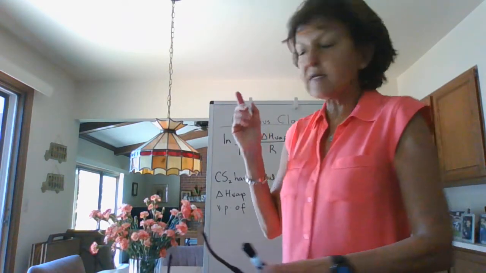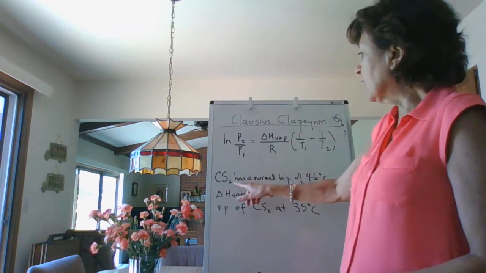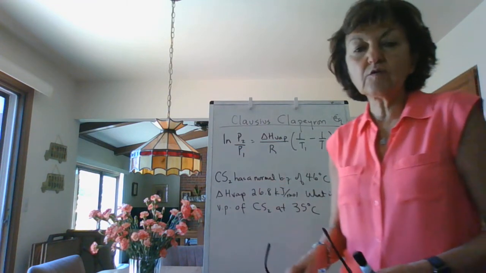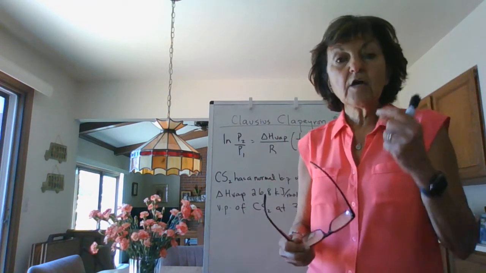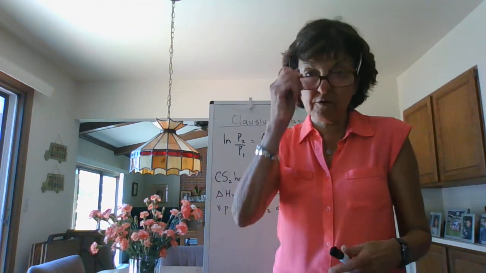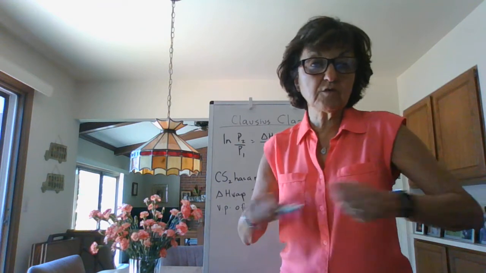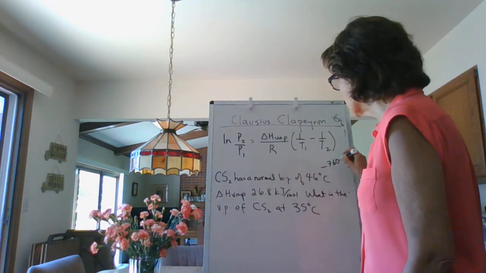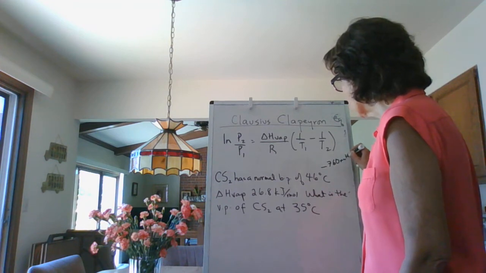All right, so here's the first Clausius-Clapeyron calculation or example. Carbon disulfide has a normal boiling point of 46 degrees Celsius. What does that tell us? The word normal boiling point means that you are at 1 atmosphere or 760 millimeters of mercury. So we know that this is associated with 760 millimeters of mercury, okay?